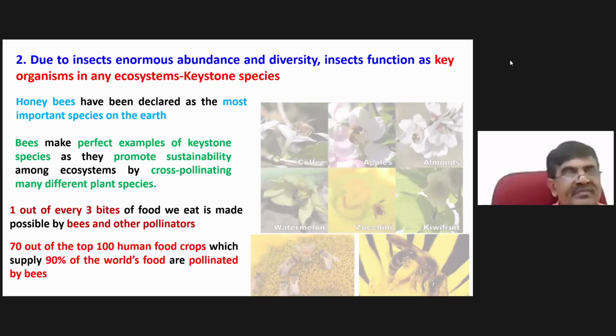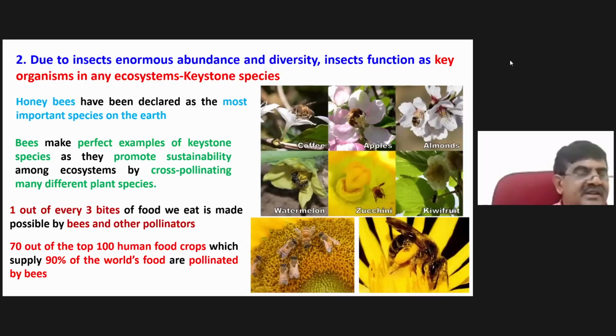In the diagram, you can see the major crops that are pollinated by insects. For example, crops like coffee, apples, almond, watermelon, zucchini, kiwi fruit, and sunflower. These are the crops that are entirely dependent on honeybees for their pollination. Without honeybees, the crop productivity cannot be increased. So this is the second reason why we have to study entomology.